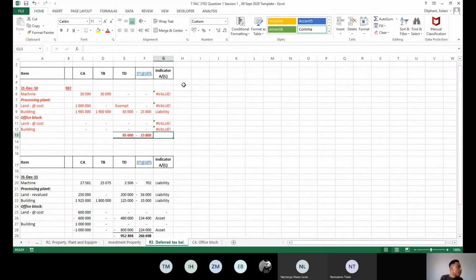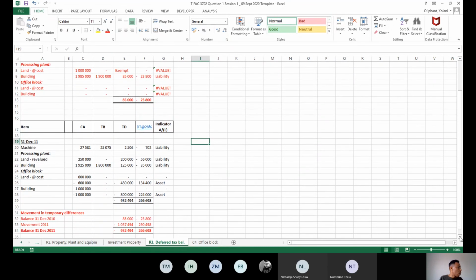Okay, fine. That's landed cost. So that's the office block. I have the machine, I have land, I have building, and then I have the land cost. Okay, that's fine. Now, the land that you bought here, the cost would have been 600,000, right?